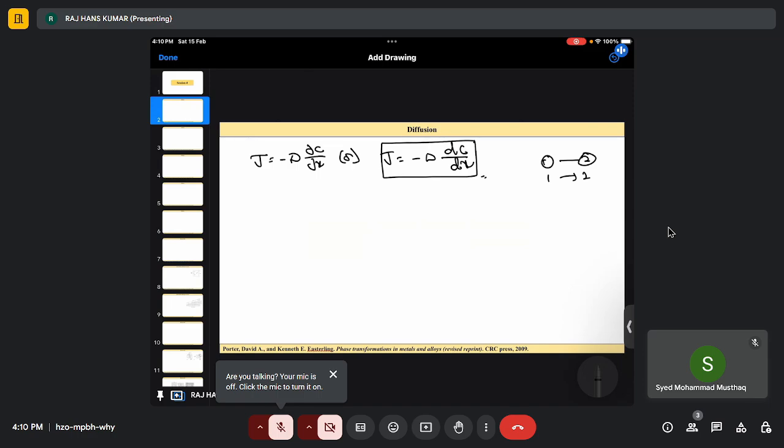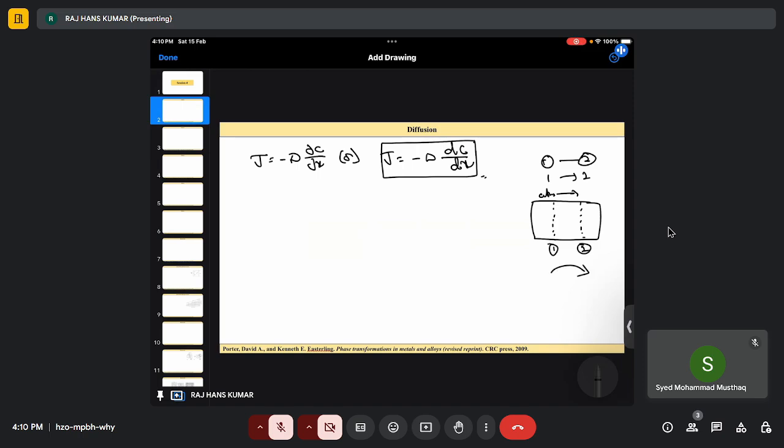So we started. Let's say this is my material, right? So the atoms are moving from here to here. Okay. So this is my one plane, one imaginary plane. This is one, this is two. So the atoms are jumping from one plane to the second, and the atoms may also simultaneously jump from two to one.